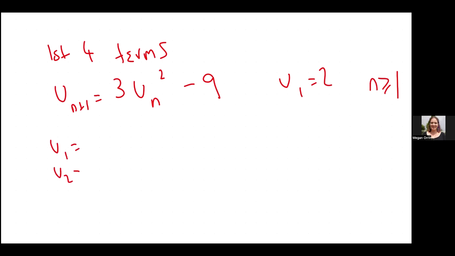Is it u of n squared? Yes, u of n squared. This must be a single term. This is the previous term, right? u of n is the previous term.